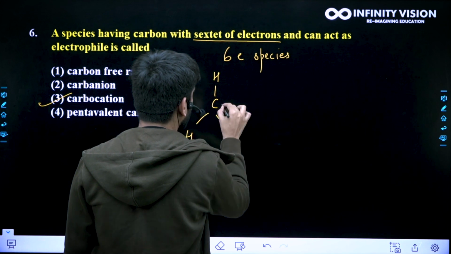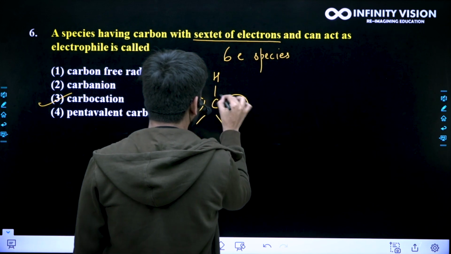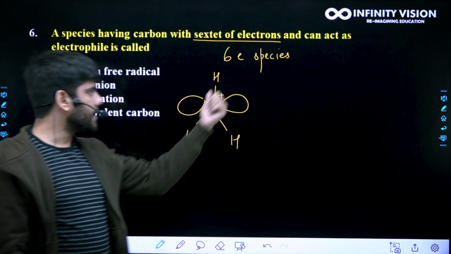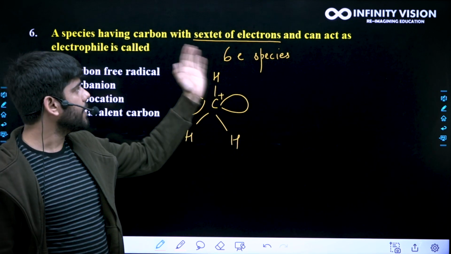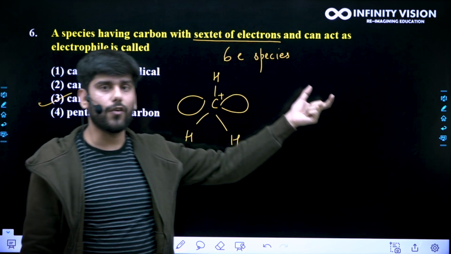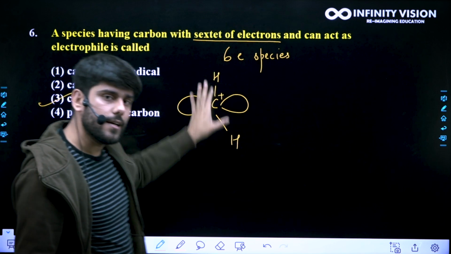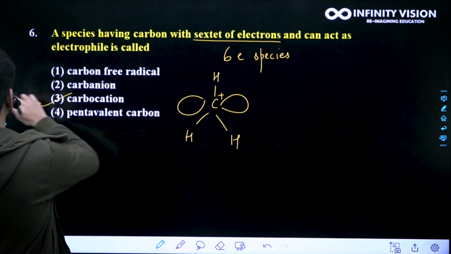this is carbocation, and there is a vacant p orbital, right, which is empty. This is trigonal planar, and hence it is having 6 electrons. It is the species with sextet of electrons. So carbocation is the right answer, right? So there are 6 electrons. Let us move to the next question.